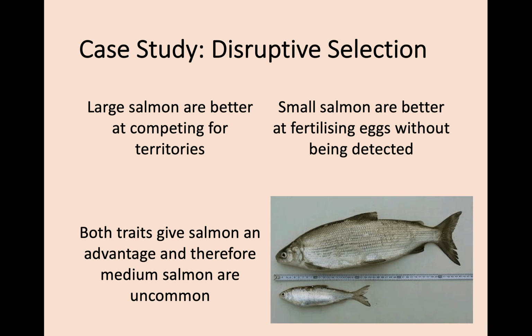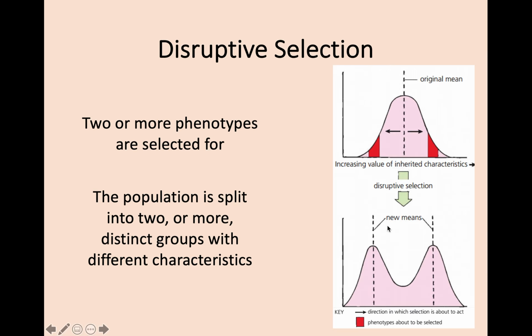It's not big enough to compete, it's not small enough to not be detected. So what happens there then is that because both of those ranges give the salmon an advantage, they're going to survive, they're going to pass on their genes. Medium salmon are uncommon because it's not an advantage to be a medium size. So again, what we'd look at here is you can now find lots of small sized salmon and lots of large sized salmon, but it's actually quite uncommon to find an average sized salmon.